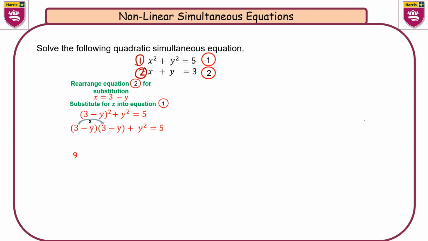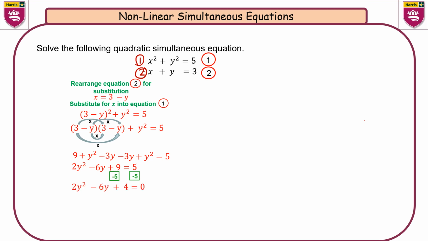So when we expand the bracket, 3 times 3 is 9, 3 times y is negative 3y, and then you've got another negative 3y, and then you've got y squared. And when we collect the like terms, in the end we are going to end up with 2y squared, take away 6y plus 9 equal to 5, and then we need to take 5 away from both sides to make sure this is equating to a 0. Again, this is divisible by 2 to get rid of the coefficient of y squared. So we can divide all of those numbers by 2. That's going to give us y squared minus 3y plus 2, and that is equal to 0.